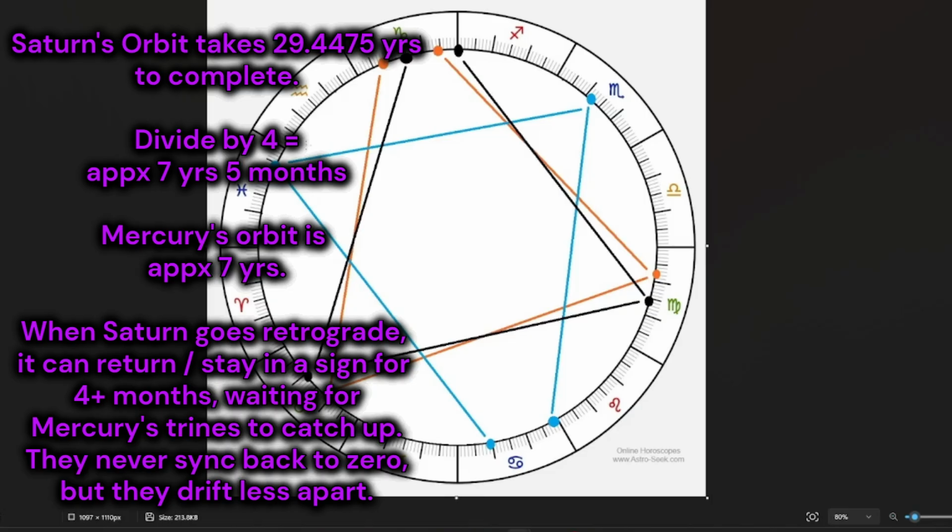But when Saturn goes retrograde in that time period of 29.44 years, it can return or stay in a sign for 4+ months. This slowdown makes it possible for Mercury to catch up, and this marks Mercury's interactions with Saturn. This is where Saturn and Mercury meet or harmonize in the cycles of the planets.